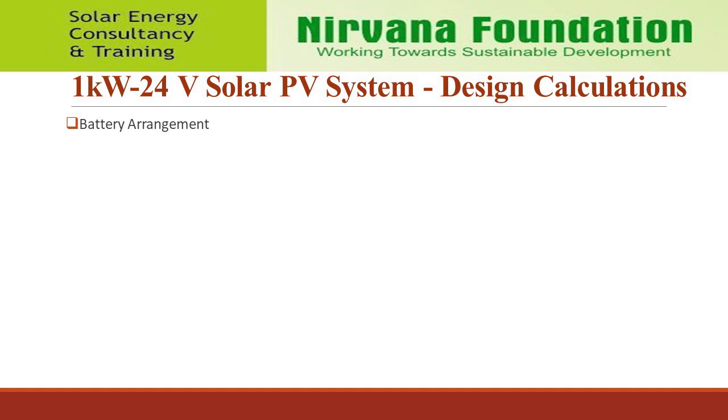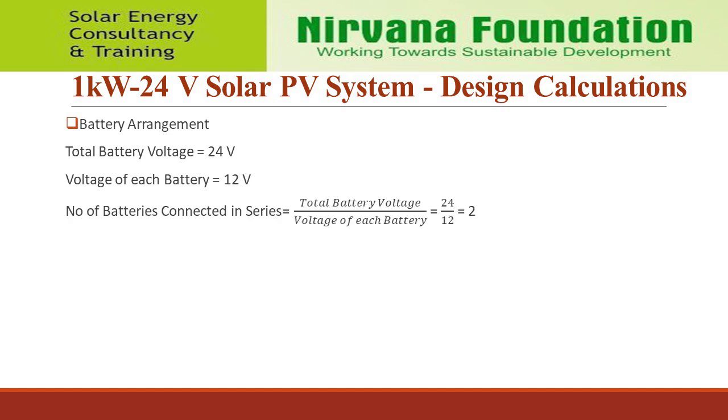Battery arrangement. Battery voltage we have chosen is 24 volts. Let the voltage of each battery be 12 volts. Then the number of batteries to be connected in series to get 24 volts will be total battery voltage divided by voltage of each battery. Substituting the values and solving it, we get 2. So the number of batteries to be connected in series is 2. Total battery capacity we need is 340 Ah.